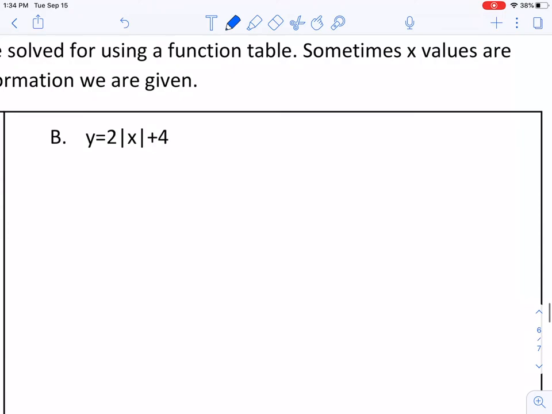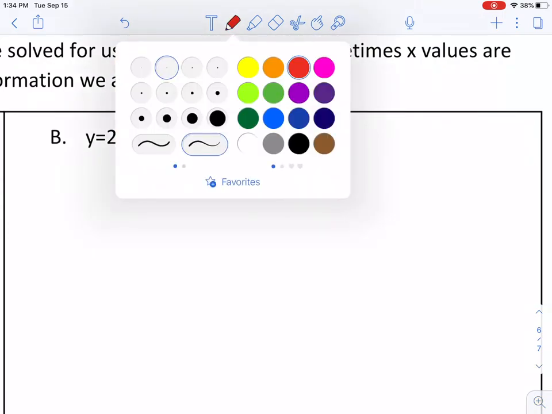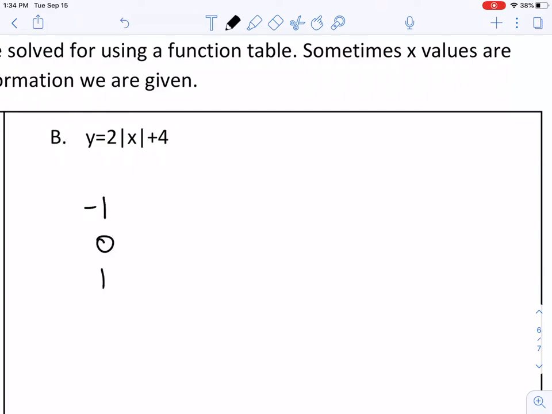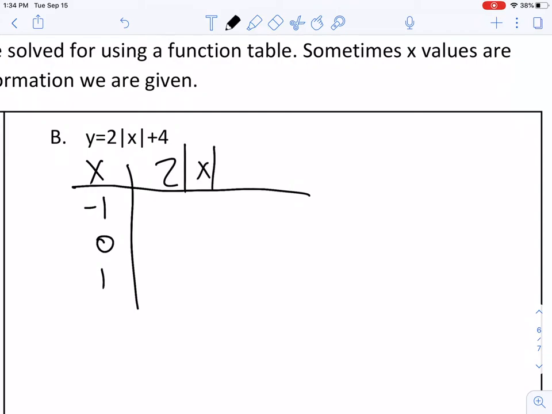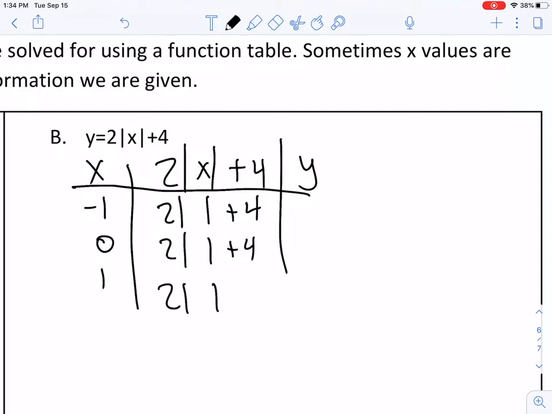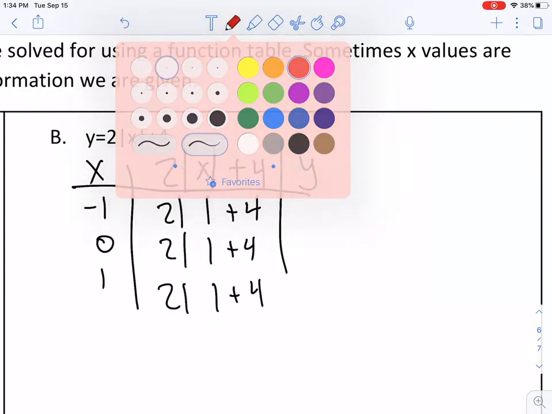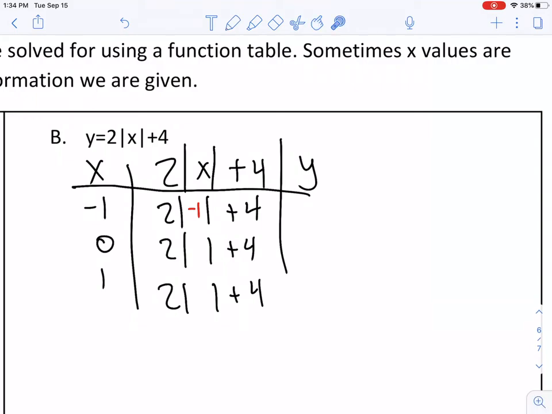That same idea works here in B. I'm not going to use all 5 of those though. I'm just going to use negative 1, 0, and 1. So if x is negative 1 and we plug it into this equation, what do we get out? If our input is one thing, what's our output? If my input's negative 1, I'm going to take the absolute value of negative 1, which is positive 1, multiply that with 2, so 1 times 2 is 2, plus 4 gives me 6.